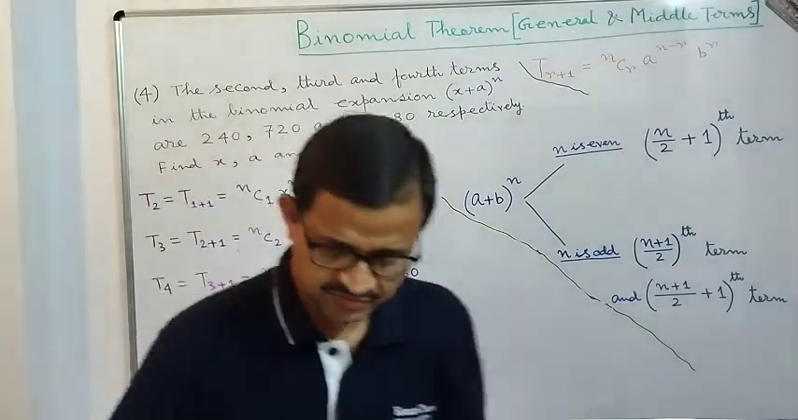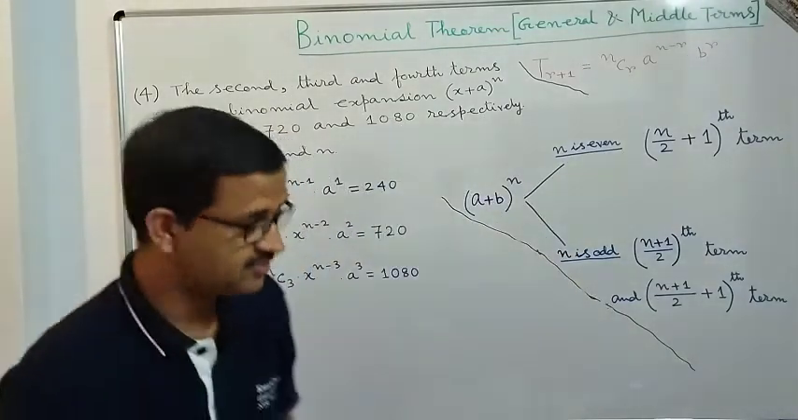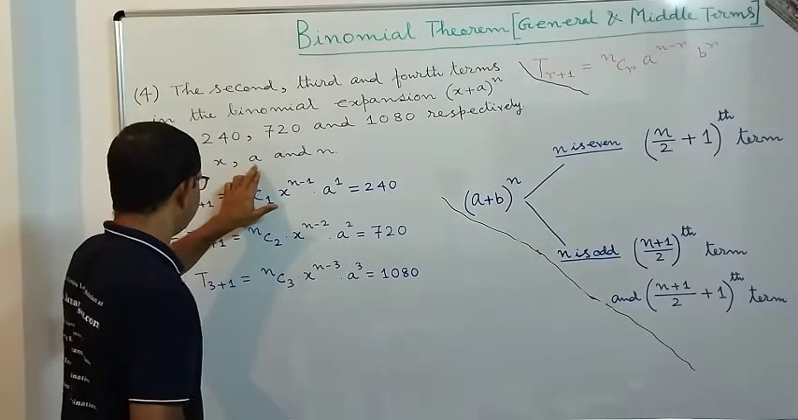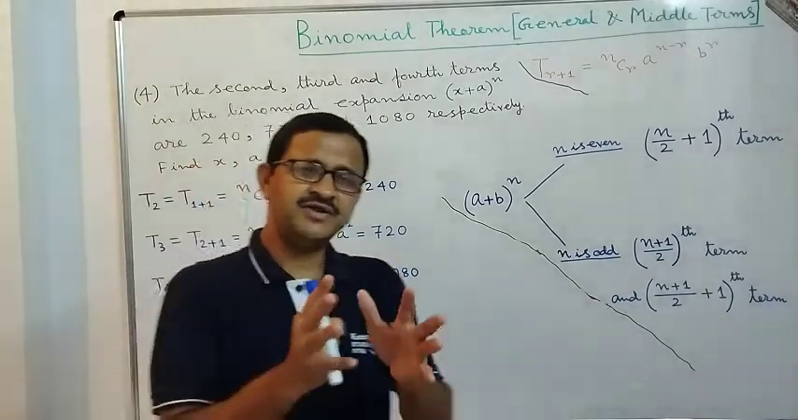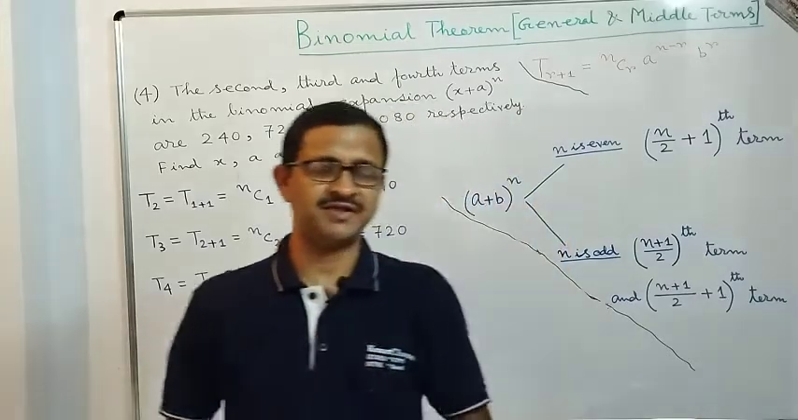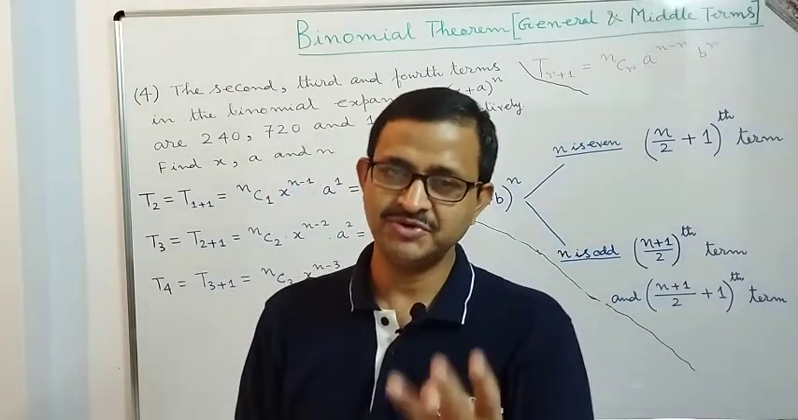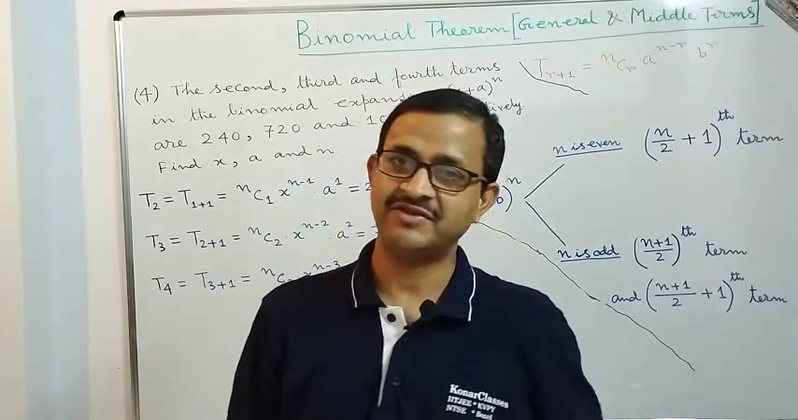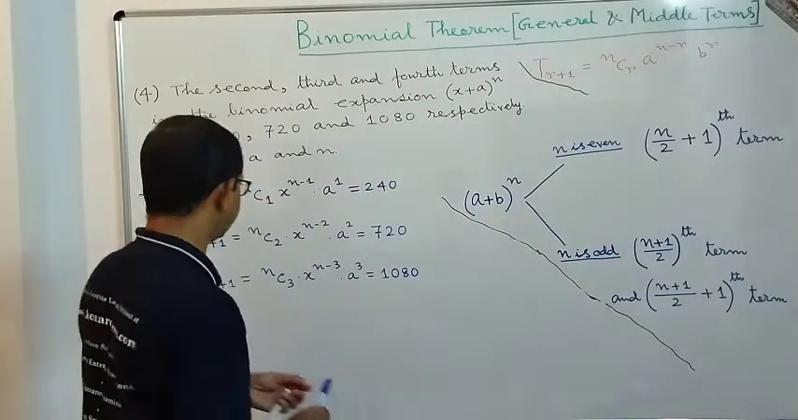So dear students, what we see is that there are three unknowns. What are the three unknowns? x, a and n. And in a very generic way, you can think that if there are three unknowns, you need to have three equations to find the values of those unknowns uniquely, correct?